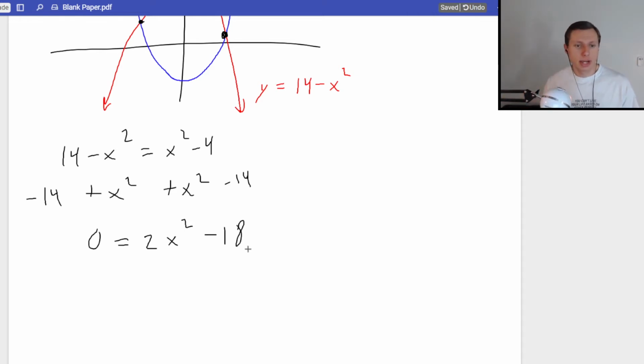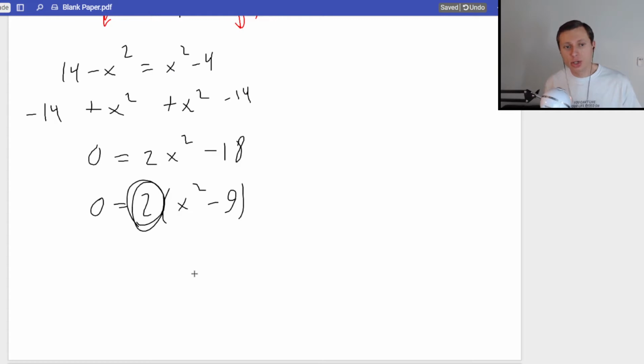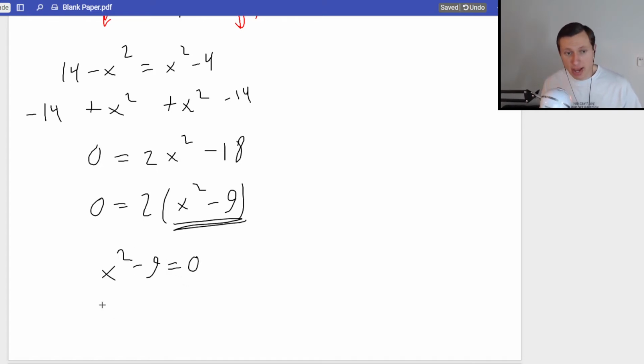Now, if I want to, I can add 18 to both sides, or I can factor out a 2. Let's factor out a 2. 0 equals 2 times quantity x squared minus 9. The 2 doesn't matter. I can legitimately forget about it for the rest of the problem, because 2 does not have x in it. All I care about is x squared minus 9 equals 0. This can be factored to x plus 3 times x minus 3 equals 0.